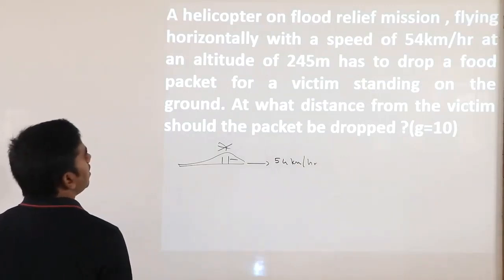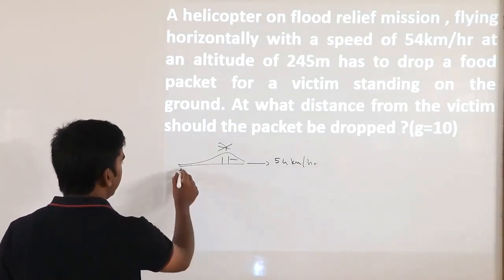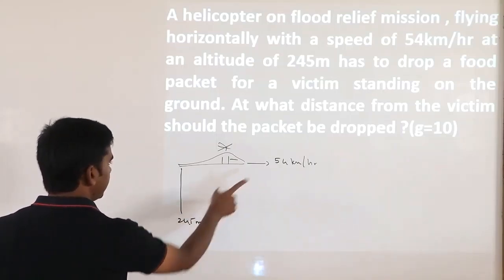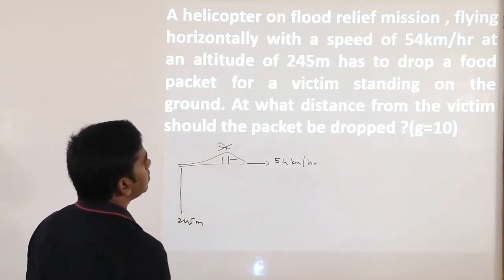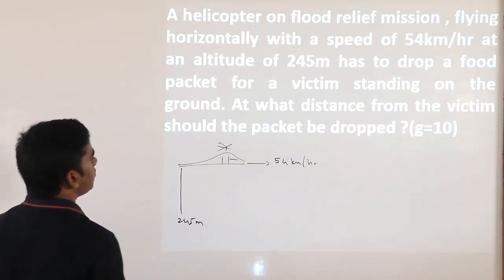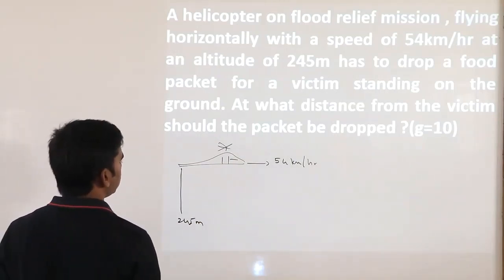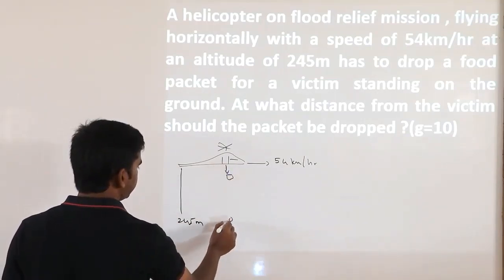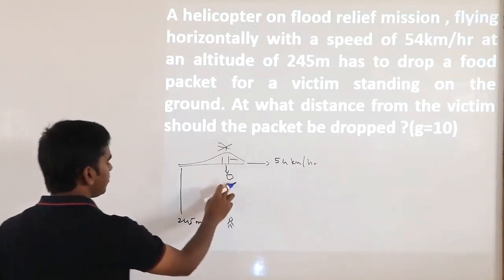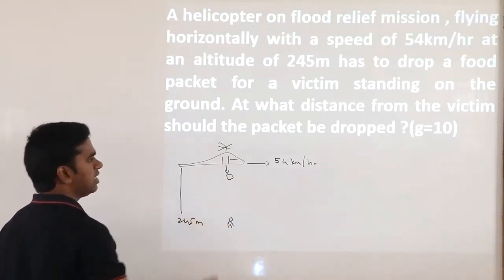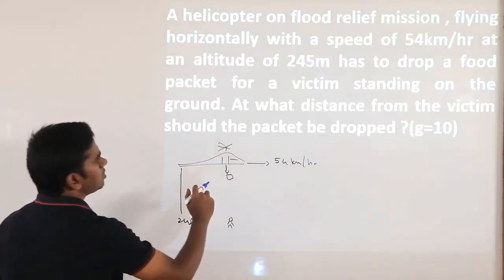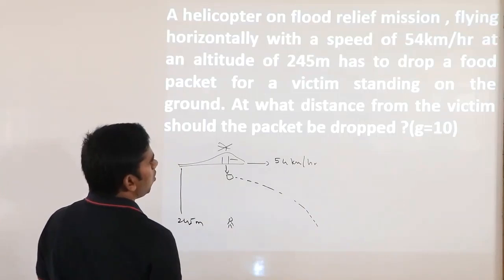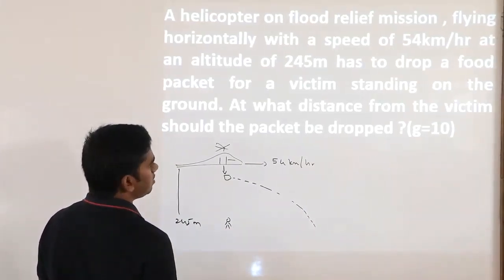Altitude of 245 meters, so height is 245 meters. It is meter and that is kilometer per hour. Okay, so it has dropped a food packet for a victim standing on the ground. They will release one food packet for a victim standing on the ground. Will this food packet come here? It will not come in this direction because it has some velocity, so it may go in this direction. Okay, so at what distance from the victim should the packet be dropped?